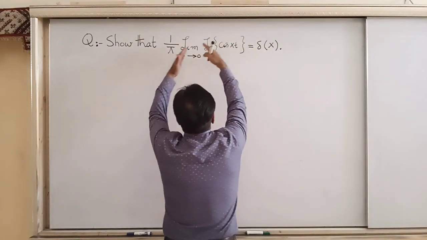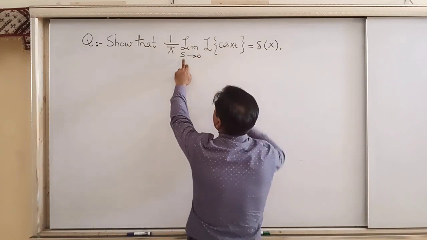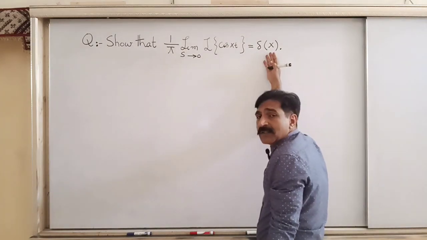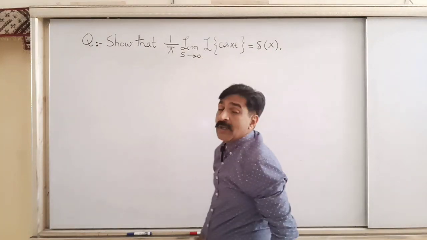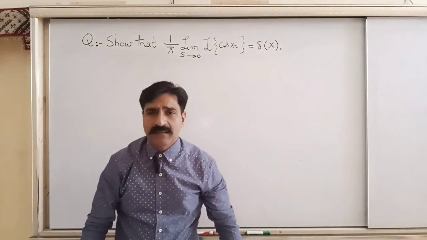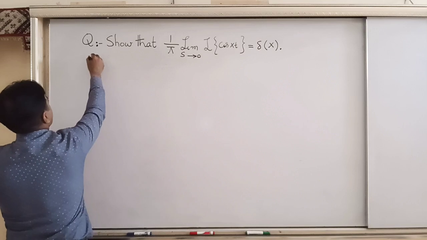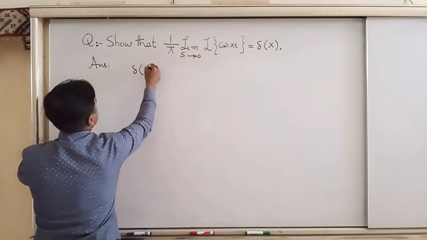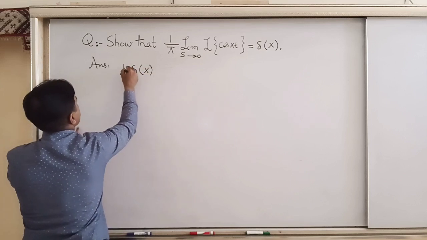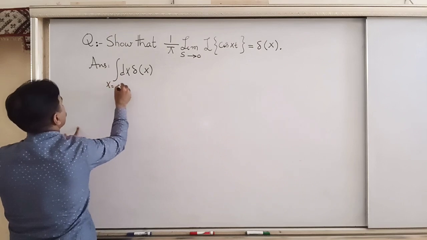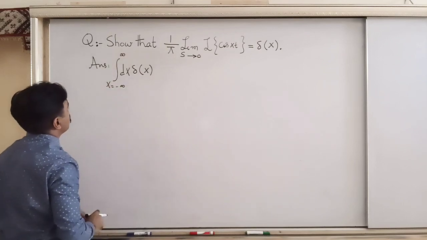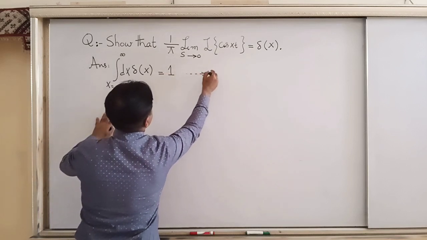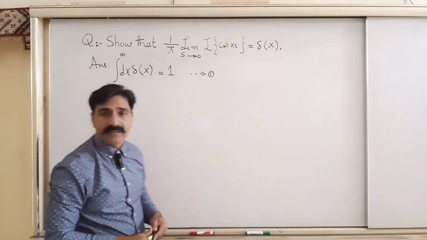So you need to find the Laplace transform of this, then take the limit and prove that whatever you get, the answer is a Dirac delta function, right? Now, you know, the Dirac delta function is defined in the form of an integral. It is a function such that when it is integrated for all values of x from minus infinity to plus infinity, then this is equal to 1. This is the definition of the Dirac delta function, right?